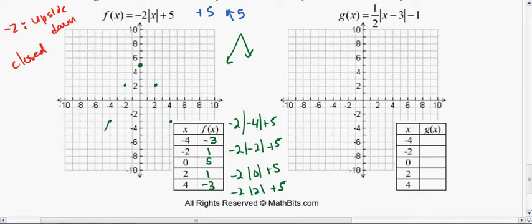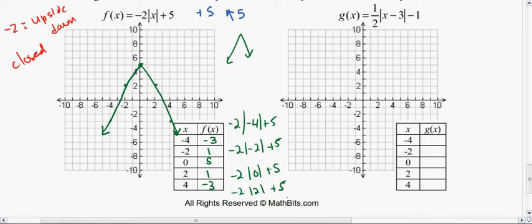And connect them. And there's my upside down graph that's closed a little bit and shifted up 5.